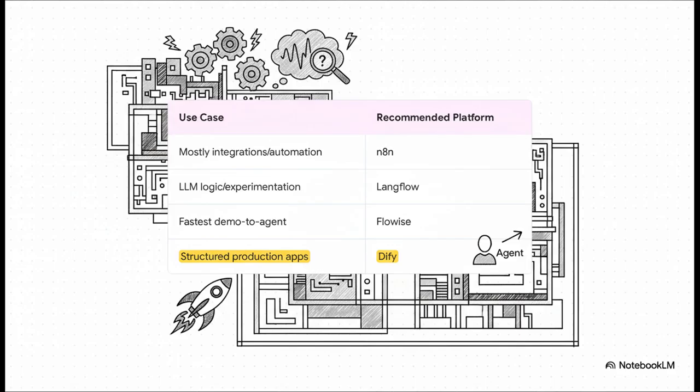So if you're mostly doing integrations and automations, a tool like n8n might be your go-to. For just pure experimentation with LLM logic, LangFlow is fantastic. And if you need the absolute fastest path from an idea to a simple agent, Flowise is a great choice. But look where Dify shines: building structured production AI apps. And why is that? It's because it's the one that natively brings together that visual workflow, the RAG engine, and the deployment tools you need for a complete real-world product.